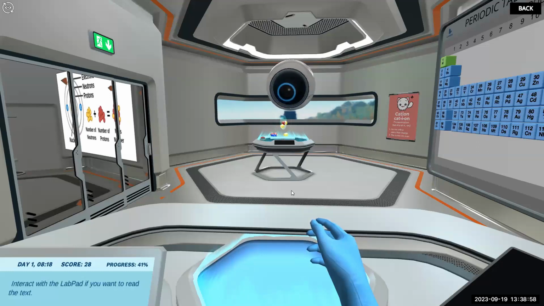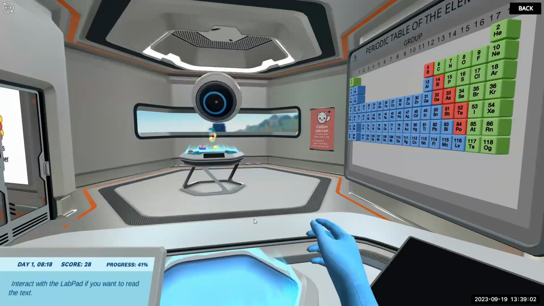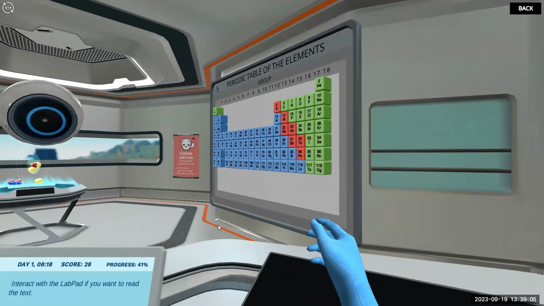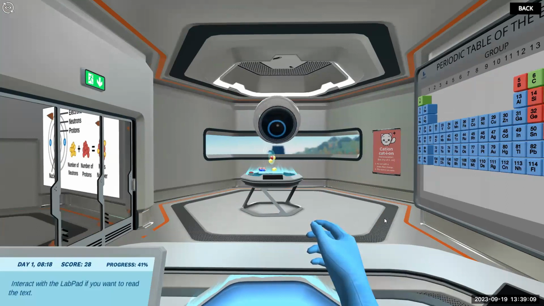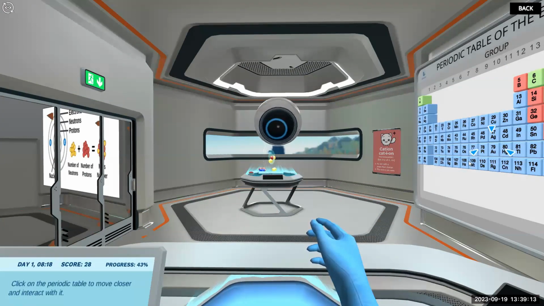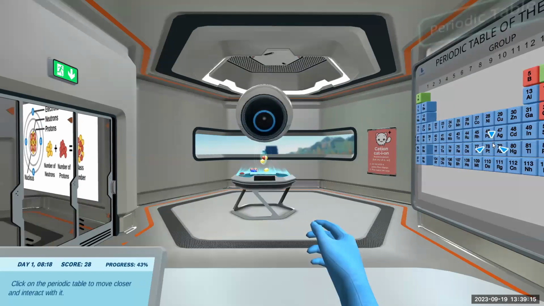I'm sure you have noticed by now the large periodic table on the wall. It contains all the information you need to describe the identity of any element. Let's try to identify the elements present in these samples from an alien planet. Click on the periodic table to move closer and interact with it.